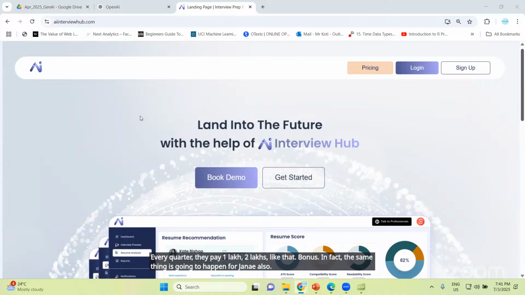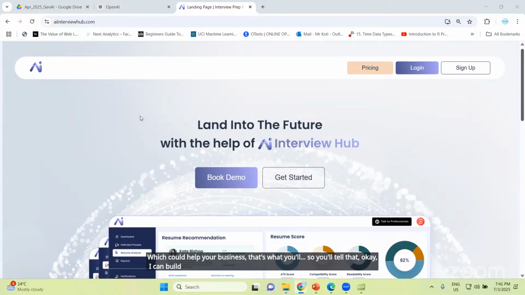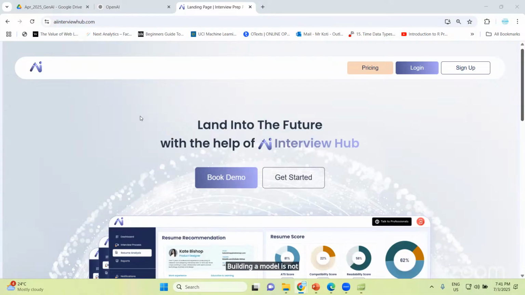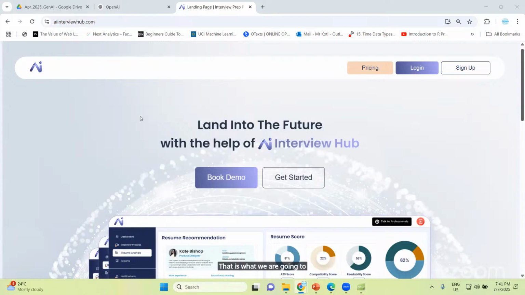Someone says, I know prompt engineering, I'm a Gen AI specialist. Prompt engineering is just nonsense; you can learn it in one day. Actually, you need to learn how to build an application which could help your business. You may say, I can build a Llama model. Building a model is not important. How the model is going to be utilized for your business, how it will create revenue for your business, that is important. That is what we are going to teach in my course.